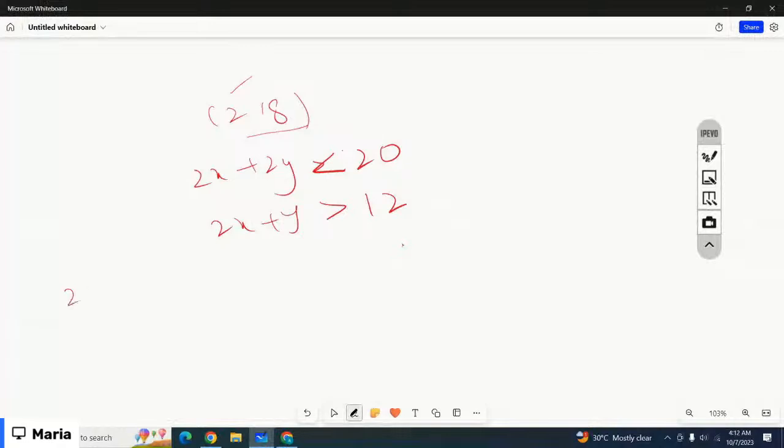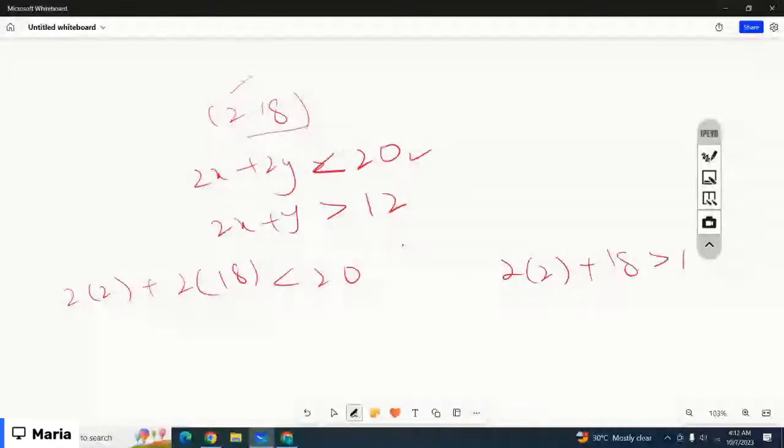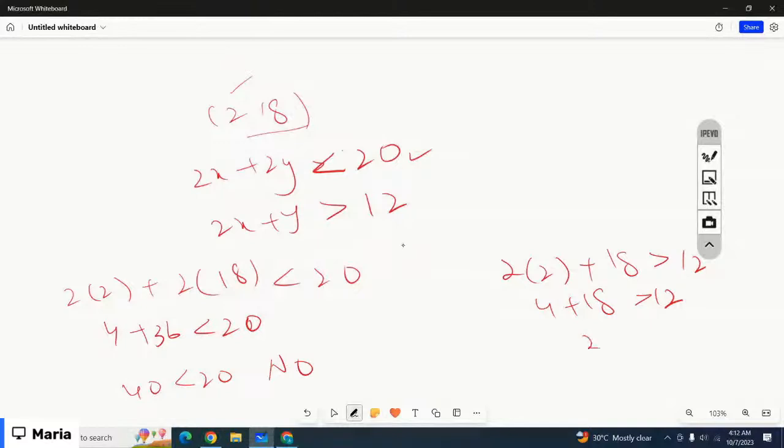With (2, 8), x is 2: 2 times 2 plus 2 times 18 less than 20. That is for the first one. The second one is 2 times 2 plus 18, and that is greater than 12. So 2 times 2 is 4, 18 times 2 is 36. 40 is less than 20? No, right? 2 times 2 is 4, 4 plus 18 is 22. 22 is greater than 12? Yes, but this one is false.